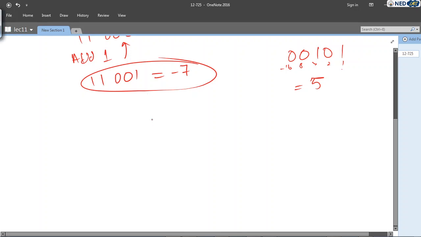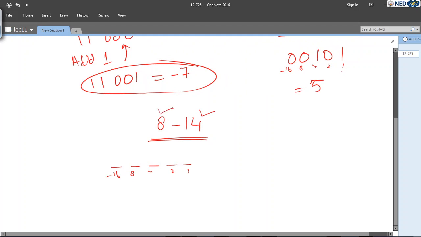Let's say I want to do 8 minus 14. I need to represent 8, and once again I cannot represent this in 4 bits. If I have 5 bits, 1, 2, 4, 8, and -16, the minimum number is -16, so I can easily represent this, and I can also have +8 over here, so we are okay with that.